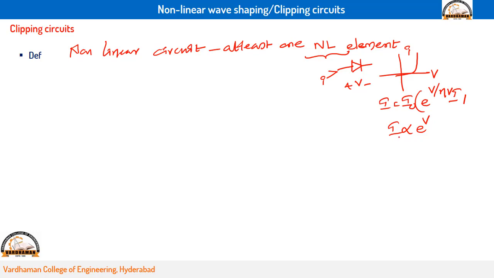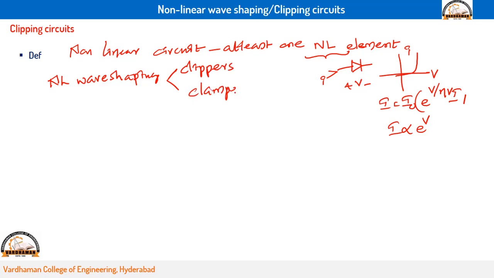So the circuit which involves the diode, where the operation of the circuit is mainly based upon the diode operation, we can consider to be a nonlinear circuit. And if you use this nonlinear circuit for the wave shaping process, that is called nonlinear wave shaping. In our syllabus, nonlinear wave shaping can be done by using two types of circuits. One is clippers and the second one is clampers.